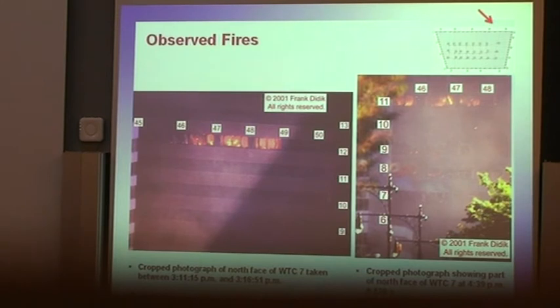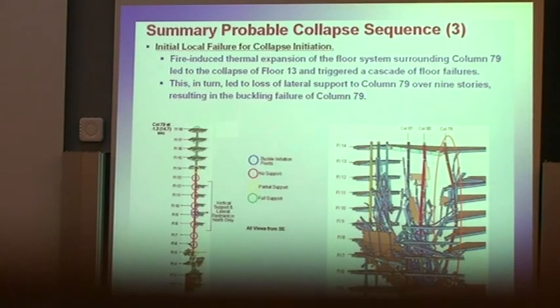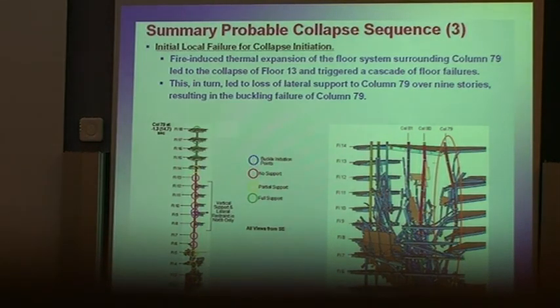And these are some examples of the fire. I think what I'm showing you is the north face, if I'm not mistaken. And you can see the fires here on multiple floors. This is like 50 minutes before collapse. This is what we call the initiating event. Initial local failure for collapse initiation. The fire-induced thermal expansion of the floor system surrounding column 79 led to the collapse of floor 13, and I'll explain in the next slide how this exactly happened.